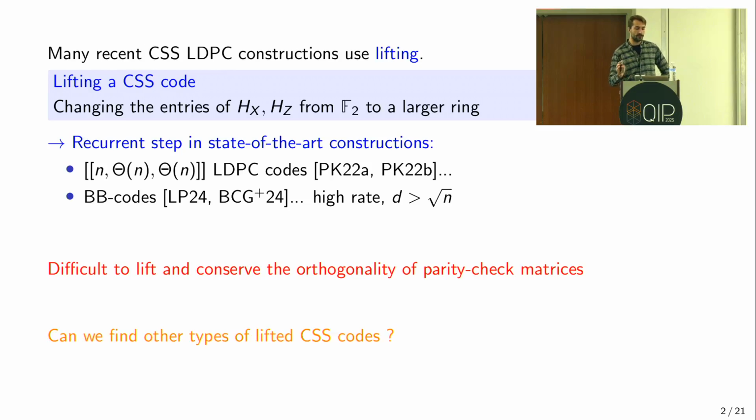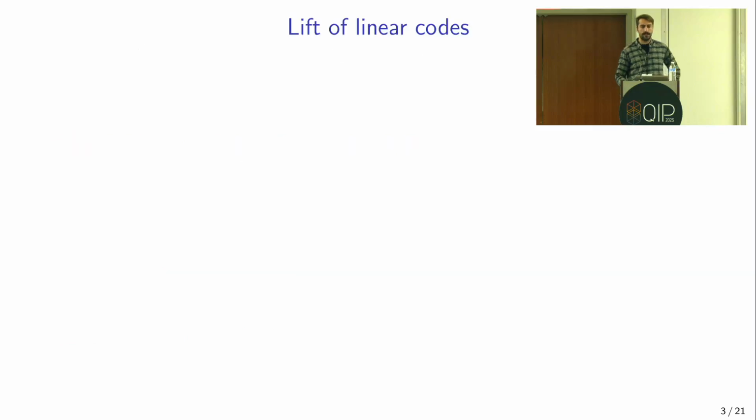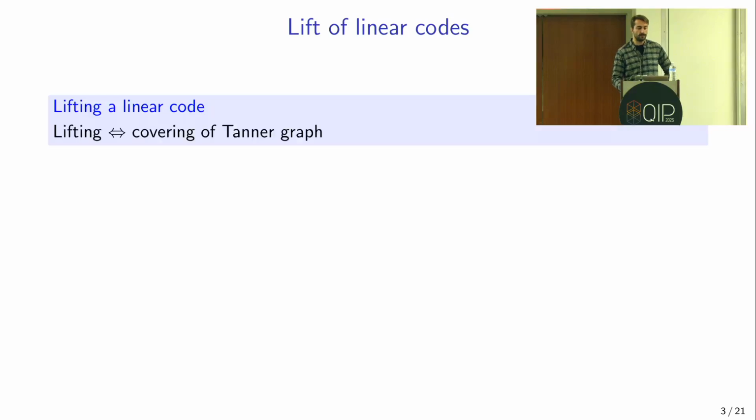So we can ask the question: can we find other types of lifted CSS codes? To do so, we will take inspiration from linear codes, where there's an operation called the lift of linear codes. This operation is equivalent, at least in this talk, to a covering of the Tanner graph of the code.